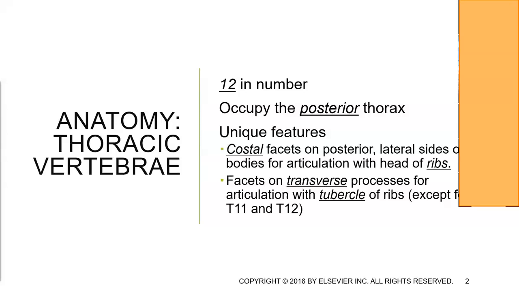Facets on the transverse process are for the articulation of the tubercle of the rib, except for in T11, 12. And remember, 11 and 12 are floating. 1 through 8 are true. Then we have 9 and 10 that are false ribs.